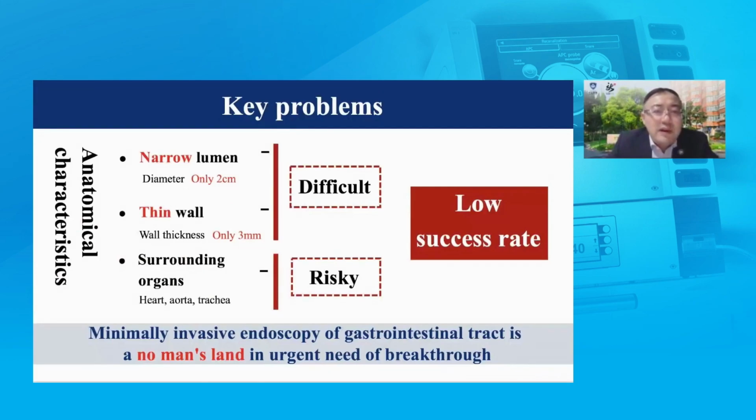The GI lumen is very narrow and the wall is very thin. The esophagus has some surrounding organs such as the heart, aorta, and trachea. So for endoscopic procedures, it is very difficult and very risky. So minimally invasive endoscopy of the GI tract is a no man's land in urgent need of breakthrough.